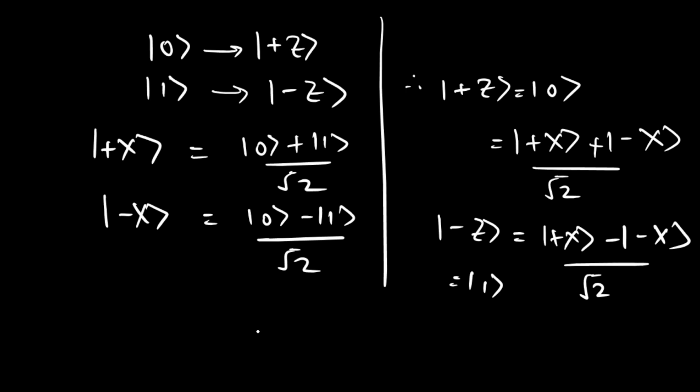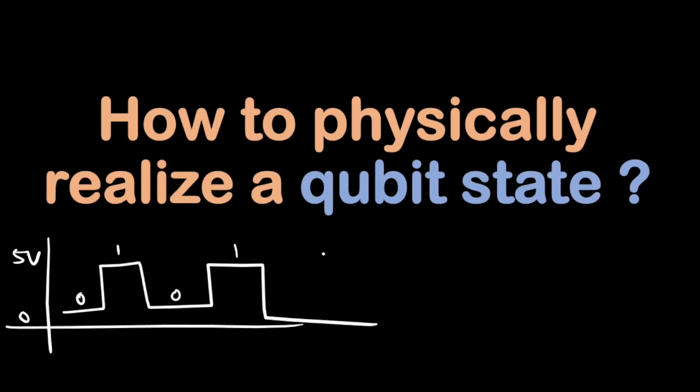So this example established that the qubit model is the correct way of understanding electron spin, and also generally how qubits could be a way of modeling systems in nature. So I hope you understood how we can physically realize a qubit state.